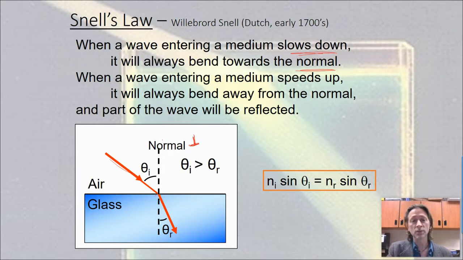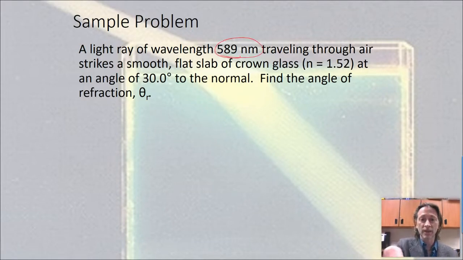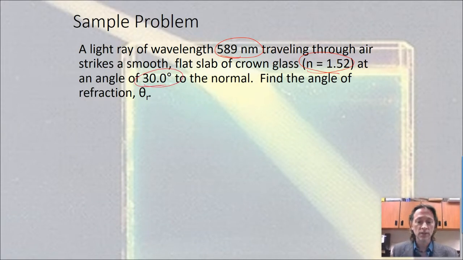So now let's do a sample problem on that. A light wave of 589 nanometers traveling through the air strikes a smooth, flat slab of crown glass that has an index of refraction of 1.52 at an angle of 30 degrees to the normal. So find the refracted angle, which would be the theta value. Super easy. We're given three givens: we have a wavelength, we have an index of refraction, and we have an angle. So we want to find a new angle.